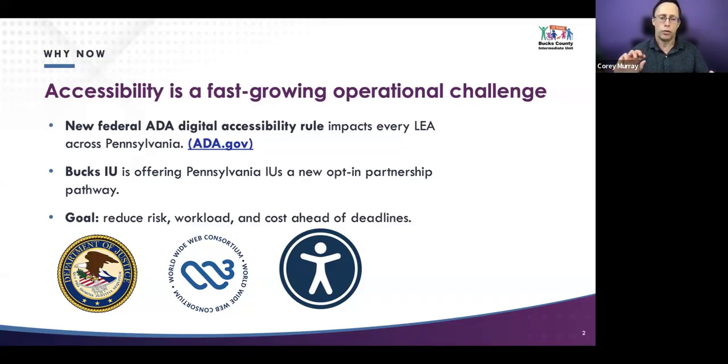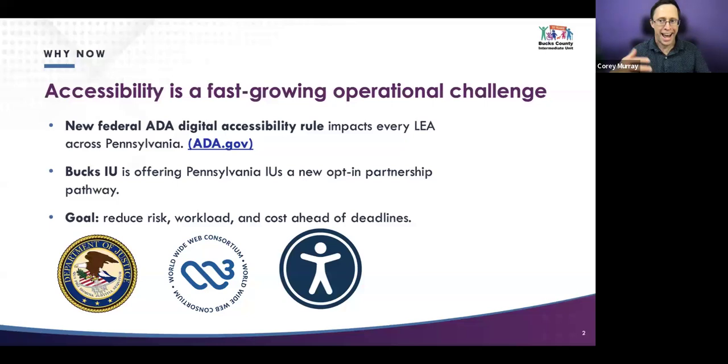And really the goal is going to be to reduce the risk of non-compliance for folks, right? To reduce the workload in trying to remediate documents, which again, if you've ever tried to do this, the workload is intense. It is not scalable. People do have processes for this, and it's often very reactionary. We're going to show you a way to be less reactionary and to create more of a process to reduce that workload and reduce the cost ahead of the deadlines. And we'll talk about the deadlines and how they've shifted in just a second.